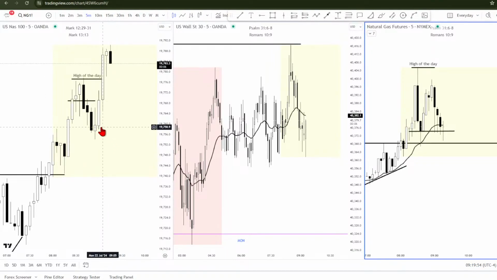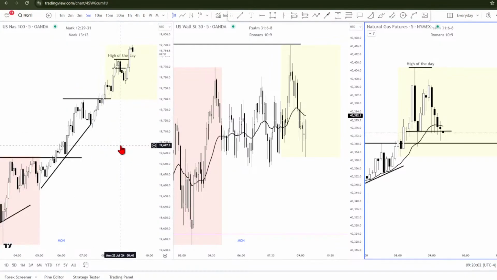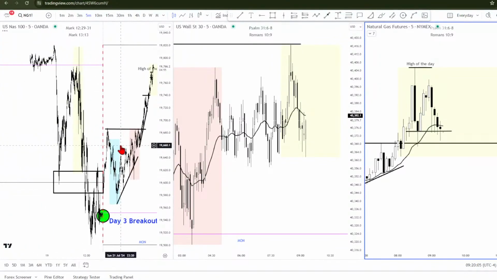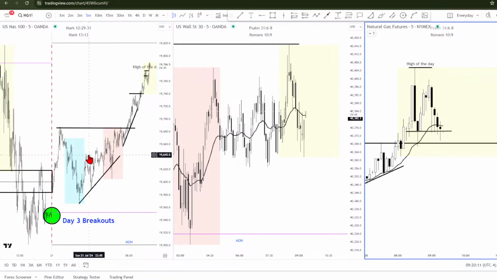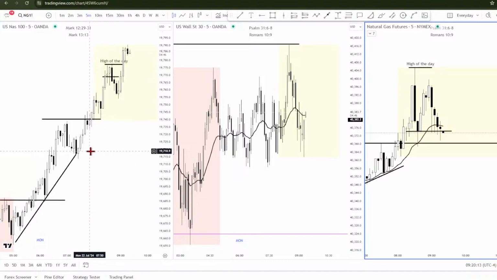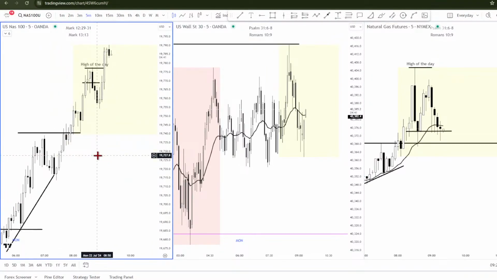Okay, 5 minute has done this nice 1, 2, 3 up on NASDAQ. We're at the high of the day. No lower low. We're just continuing to go vertical. We did have those 3 days of breakouts. We've come out of a large consolidation and we're going vertical. I don't want to just sell because it's going higher. I need things to tell me because I'm not going to catch the falling knife, if you will. That would be silly.